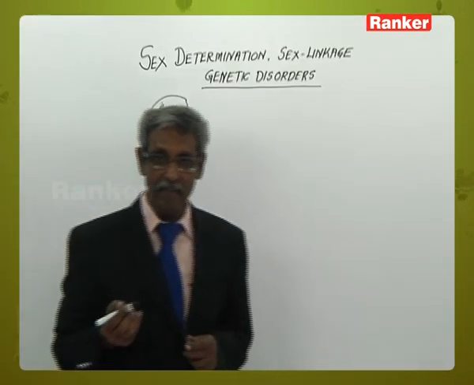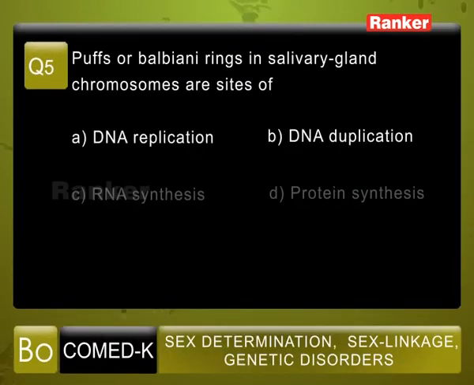In question number 5, it's asked, what are puffs or Balbiani rings in the salivary gland chromosomes? What are they? Are they sites of DNA replication? Are they sites for DNA duplication? Are they sites of RNA synthesis, or are they sites of protein synthesis?